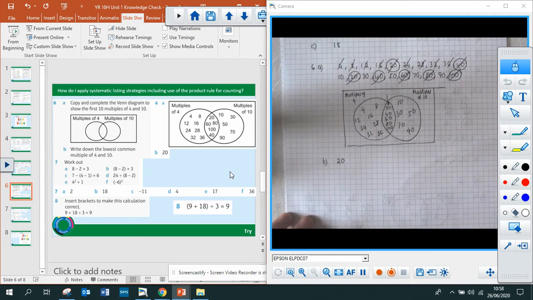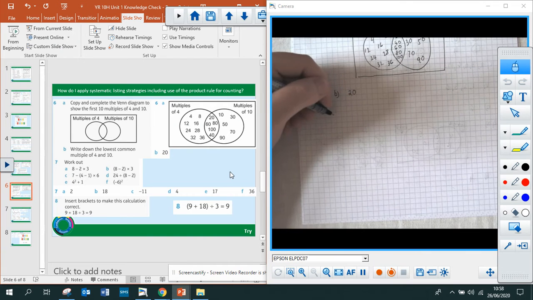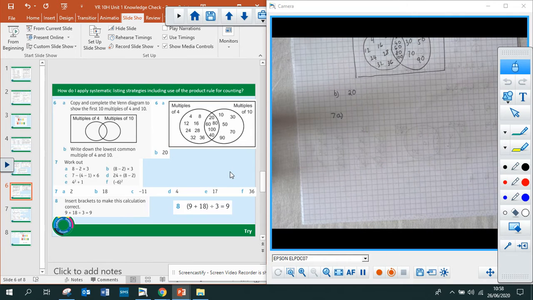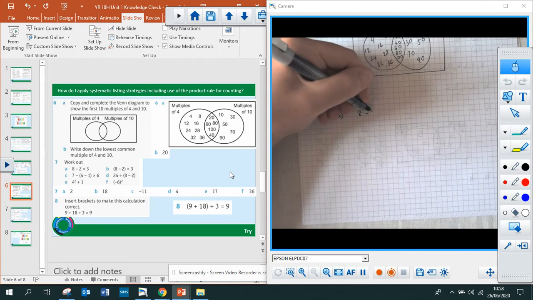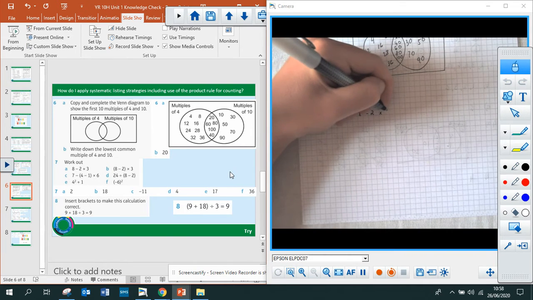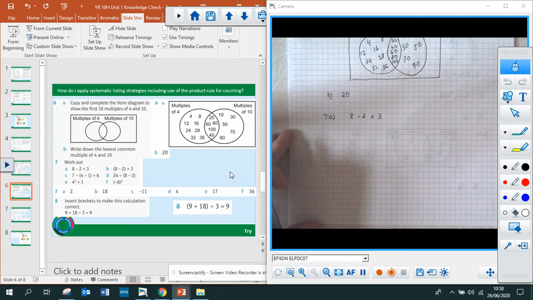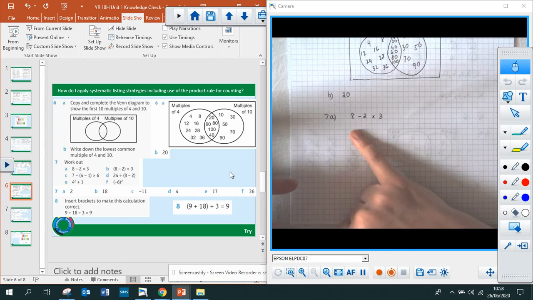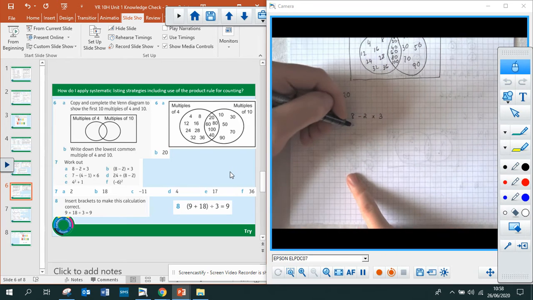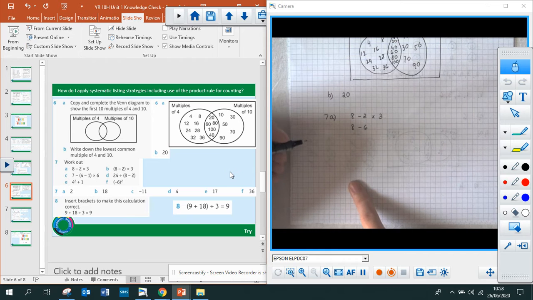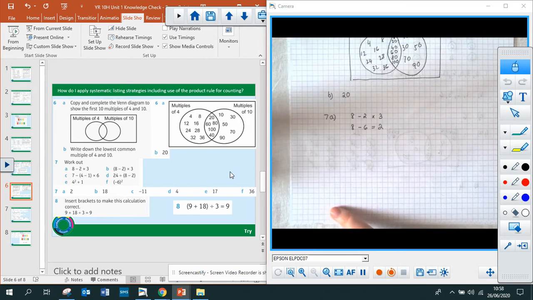Okay, now on to question 7. Question 7a. We have 8 minus 2 times 3. The important thing you've got to remember, which I hope you did, is your order of operations. BIDMAS: which order do you do this calculation in? With BIDMAS we know that multiplication comes before subtraction. So we must do 2 times 3 first. 2 times 3 is 6, so we're actually doing 8 subtract 6, which we know is 2.